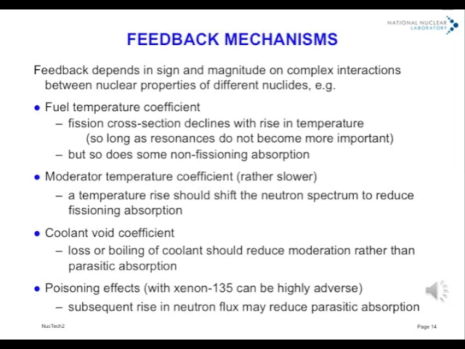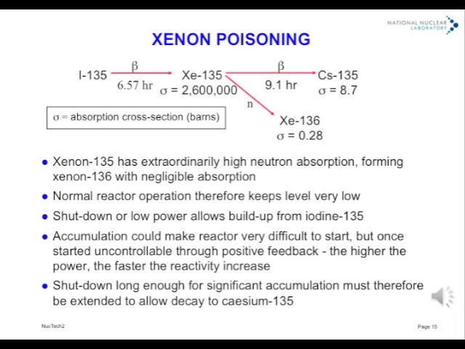Finally, poisoning effects can be a serious complication, notably with xenon-135. Xenon poisoning. This results from the decay of iodine-135. Xenon-135, the decay product, has an exceptionally high absorption cross-section, but in absorbing a neutron is converted to xenon-136 with practically none.